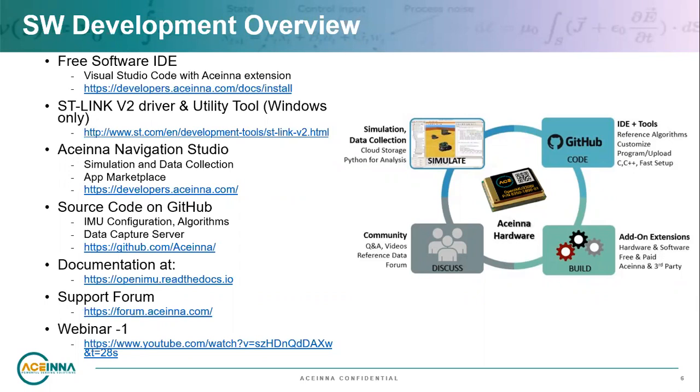And we have all the source code available on GitHub, which includes all the algorithms. If you want to change any IMU configurations, all the source code is readily available on GitHub. We have complete documentation available for all our products, talking in detail about the settings, configuration, and the parameters. Everything is available online, and we have a support forum as well. I've talked about all these tools in detail with the live demo in my previous webinar. The link is provided below as well.